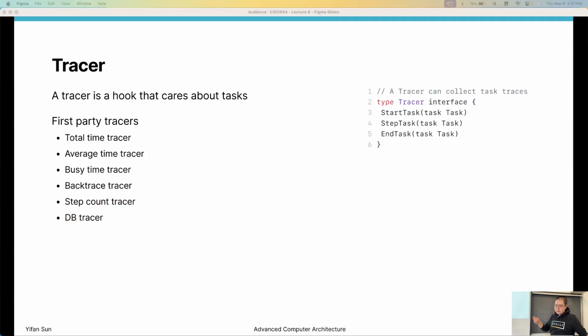And finally, it's the DB tracer. What's a DB tracer? DB tracer is rather simple. For whatever instruction, for whatever tasks that are being traced, we store it in the database, so that we can recover the full trace of the MGPU execution. Okay, so those are the tracers. Then I want to show you how this tracer is being used in a real-world environment.